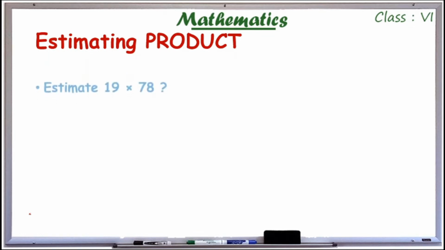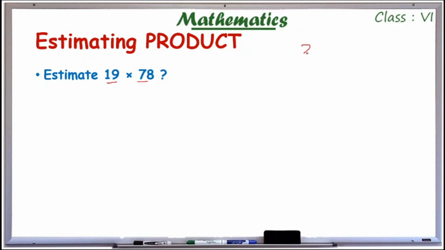Now we are going to estimate a product. Product means multiplication. So 19 and 78. Here both numbers are two-digit numbers, so I have to round, or estimate, to the nearest 10. Both the numbers I have to estimate. So 19 can be estimated to 20, 78 can be estimated to 80, and the product will be 1600.